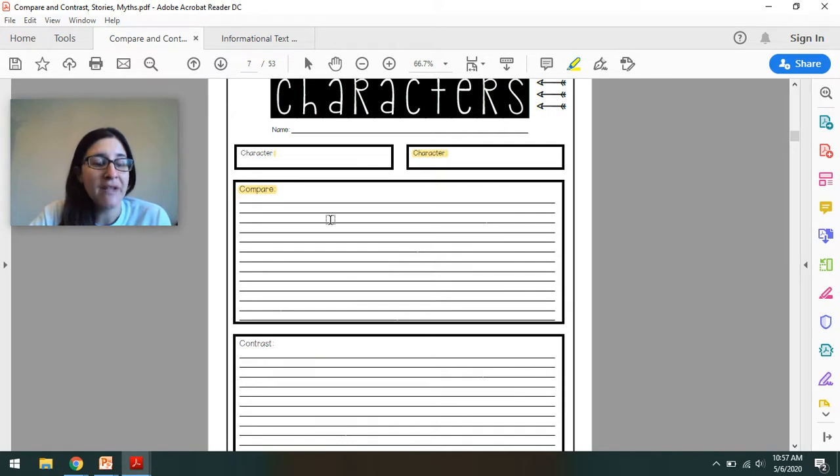When it says compare, ways they are the same. People underestimate both of them. They are both, at the end, good friends to each other. For contrasting, Stanley knows how to read, Zero doesn't. Just all kinds of things. So this is a way that you can help yourself when you are comparing characters in a story.